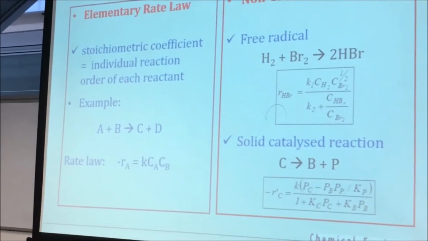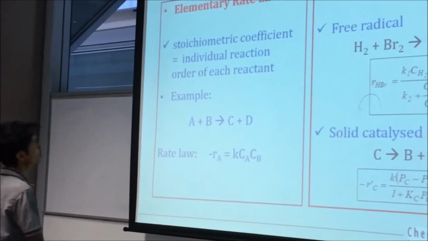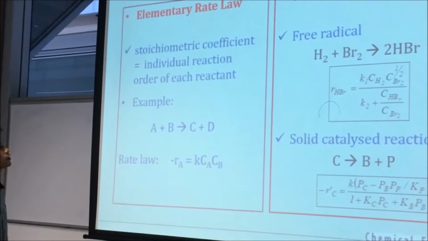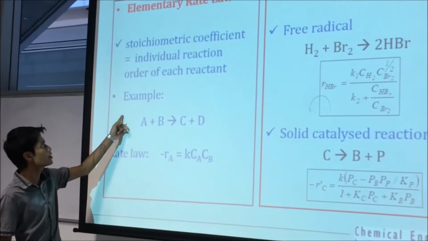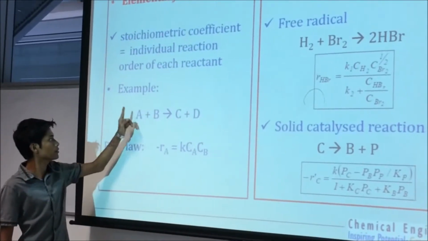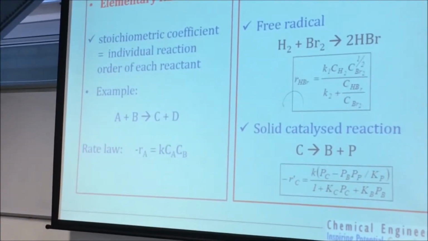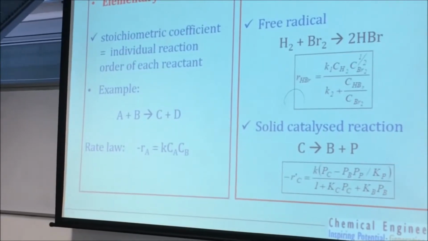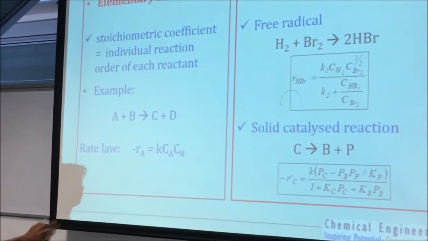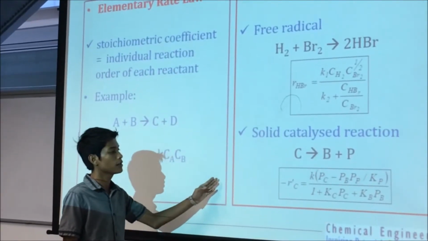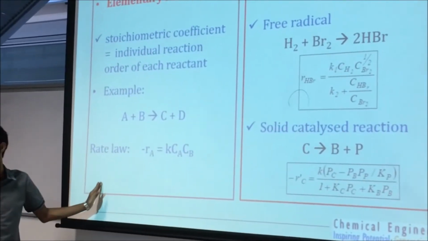This is elementary rate law and non-elementary rate law. For the elementary rate law, the stoichiometric coefficient is equal to the individual reaction order of each species. For example, the stoichiometric coefficient is 1, B is 1, C is 1, and D also is 1. So we can assume that as the elementary rate law. And for a non-elementary rate law, we can divide it into free radicals and solid catalyst reaction, and non-elementary rate law is much more complex than elementary rate law. Okay.